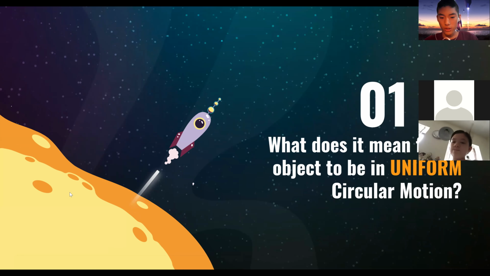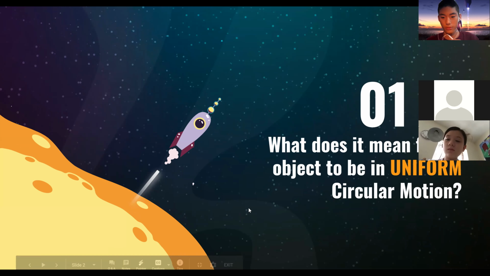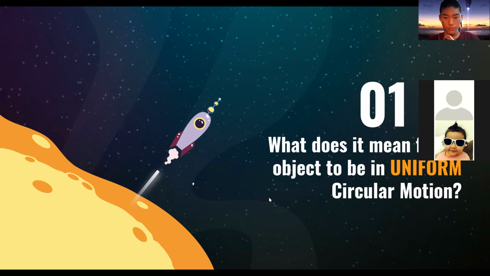Okay? So the question is, what does it mean for an object to be in uniform circular motion? And note that uniform is bolded in orange, which means it's probably a very important term. So when I put you guys in breakout rooms, just discuss what you think the answer to this question is. And if possible, come up with some examples of uniform circular motion in real day life.